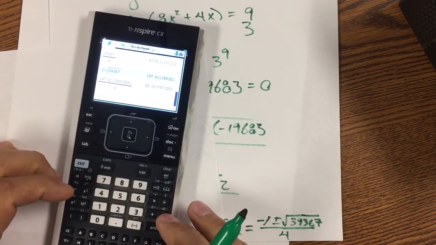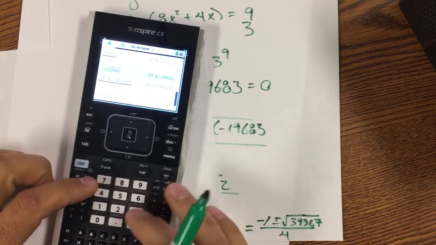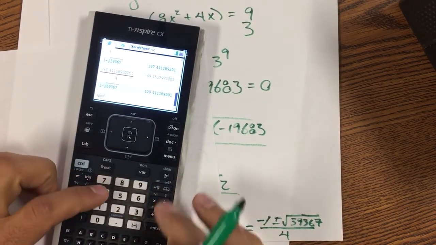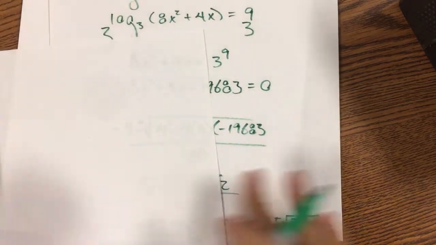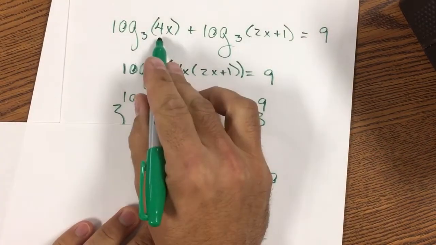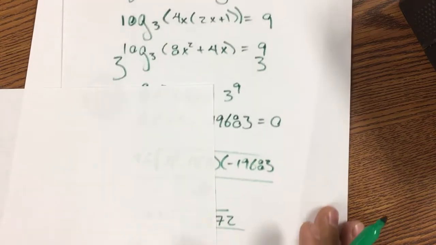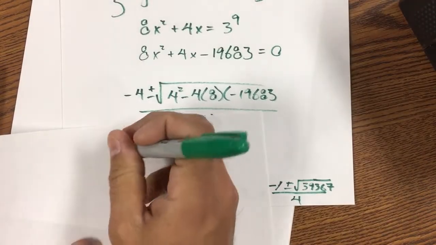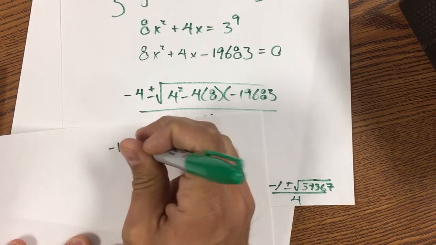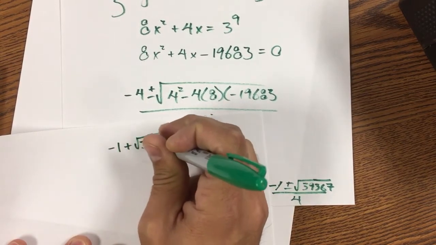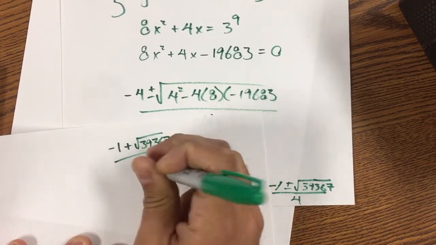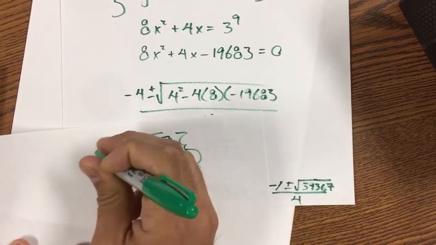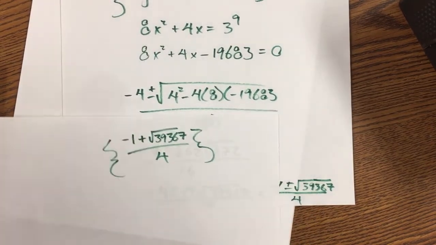Now I'm going to do -1 minus the square root of 39367 divided by 4, and it gives me about negative 49.85. When I put that in here, it gives me a negative, so that cannot be a solution. So my only solution is negative 1 plus square root 39367 over 4. I can't use the other one because it gives me a negative of.